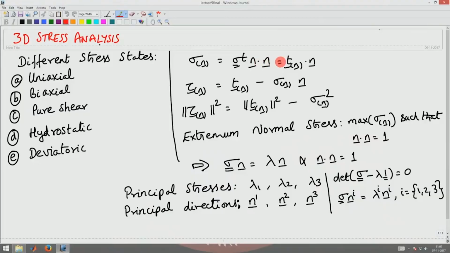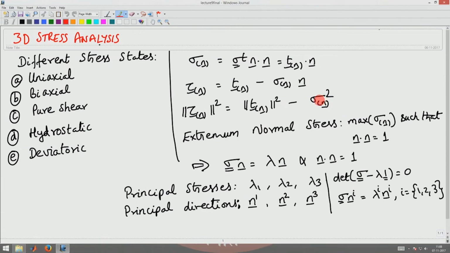We also went ahead and looked at 3D stress analysis. We defined the normal stress as the component of the traction acting along the normal direction to the plane. That is called the normal stress. The component of the traction acting parallel to the plane is called the shear stress, and we found the expressions for the normal and shear stress to be given as written here. And we also said that we are interested only in the magnitude of the shear stress, and hence you can compute the magnitude of shear stress from the expression given here.